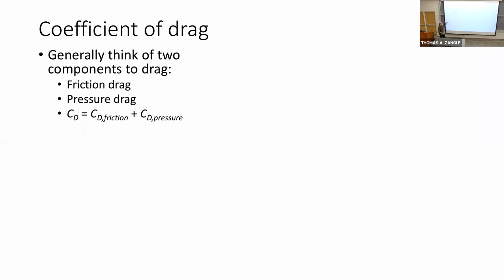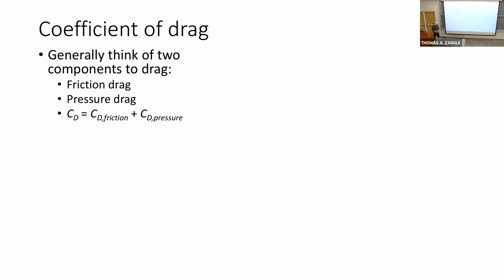Now we talked about this in the video today, but we can generally think of there being two components to drag: friction drag and pressure drag. So we could actually take our coefficient of drag. We don't typically do this. Typically, we just look at a single number for a given shape. But we could think of it as being split into a coefficient of drag due to friction, skin friction, and a coefficient of drag due to pressure, right, or wake.